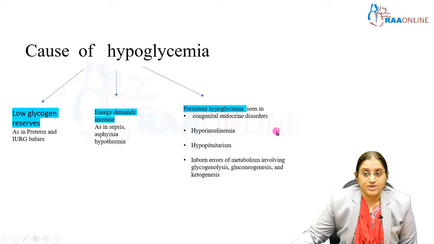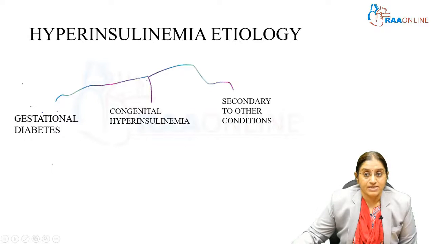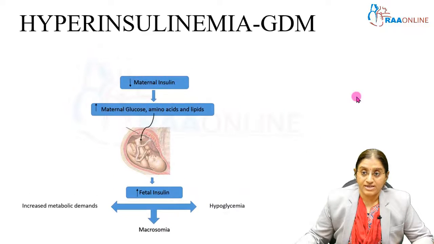So what we saw initially now were the causes of hypoglycemia. Now what we are going to see is a major cause of hypoglycemia, which is hyperinsulinemia. The etiology of hyperinsulinemia, the commonest that we usually see, is gestational diabetes and secondary to other conditions. Okay, very rarely we see something like congenital hyperinsulinemia. So hyperinsulinemia in gestational diabetes.